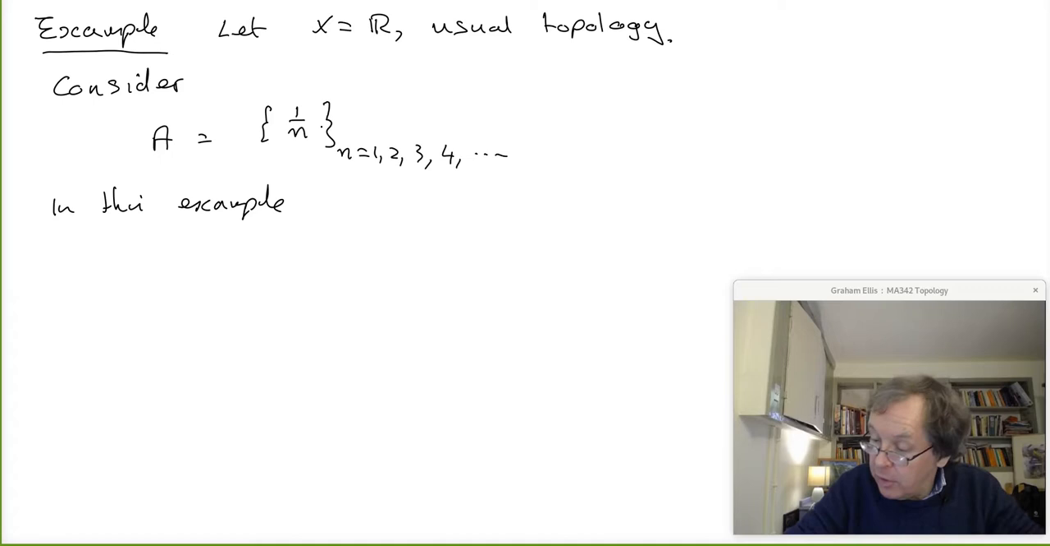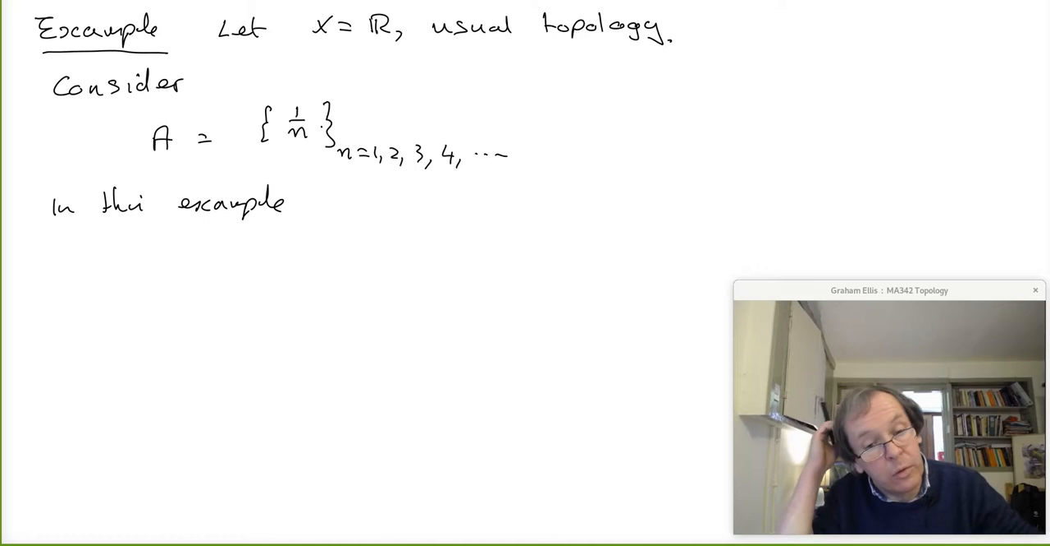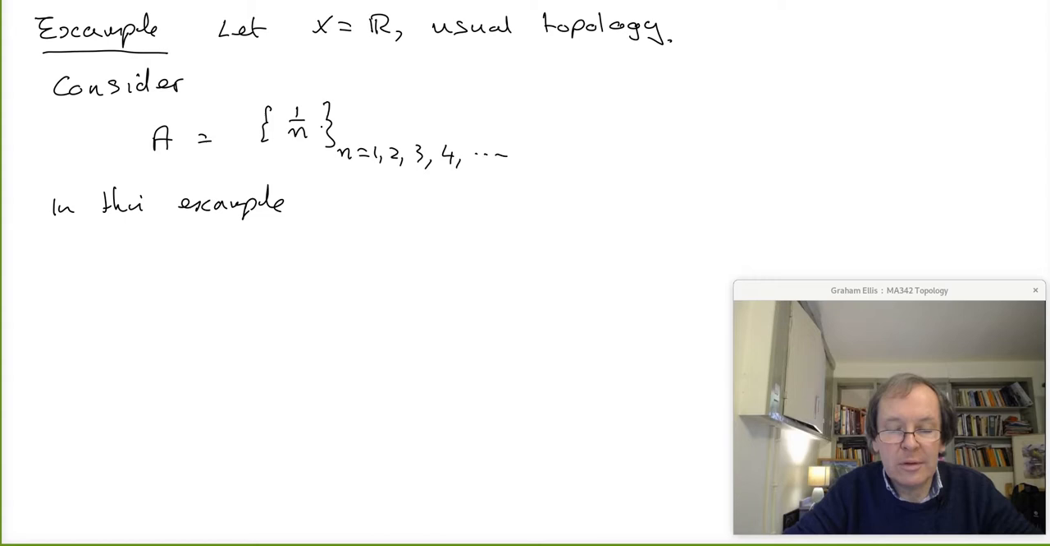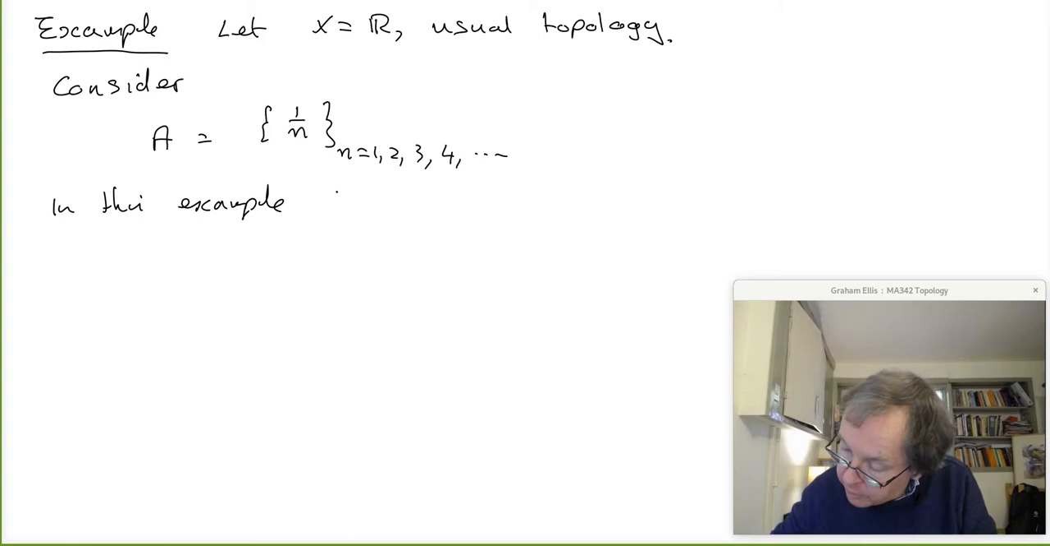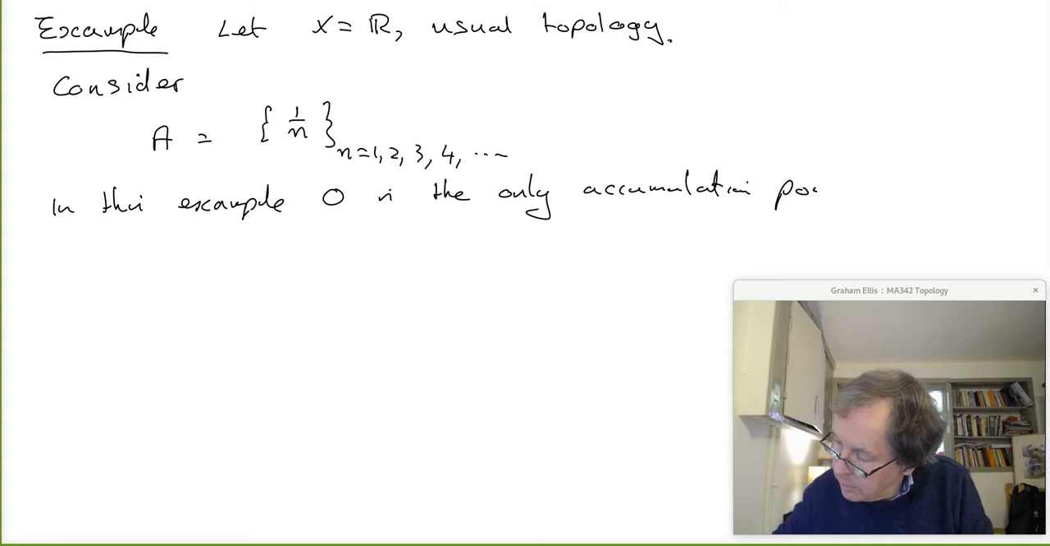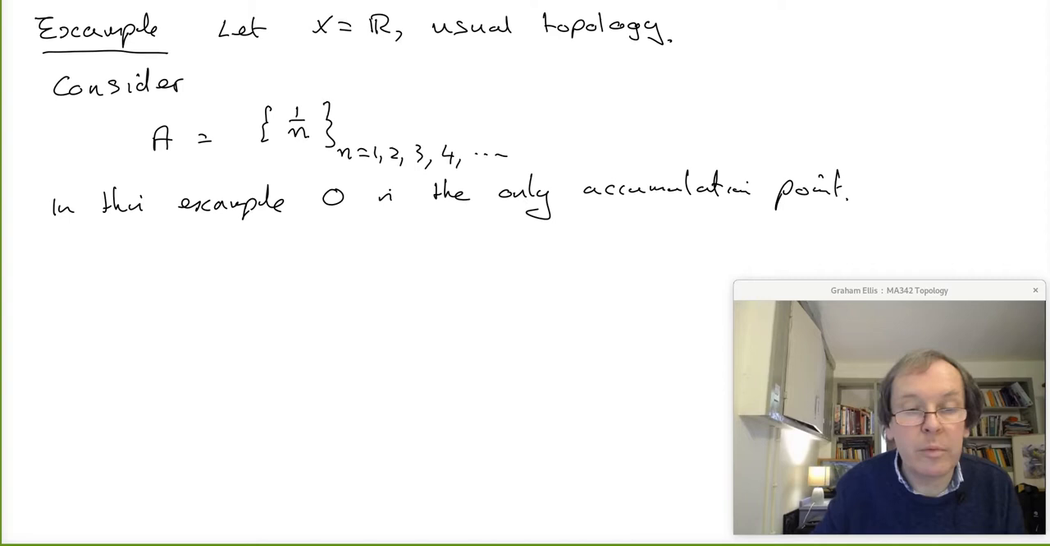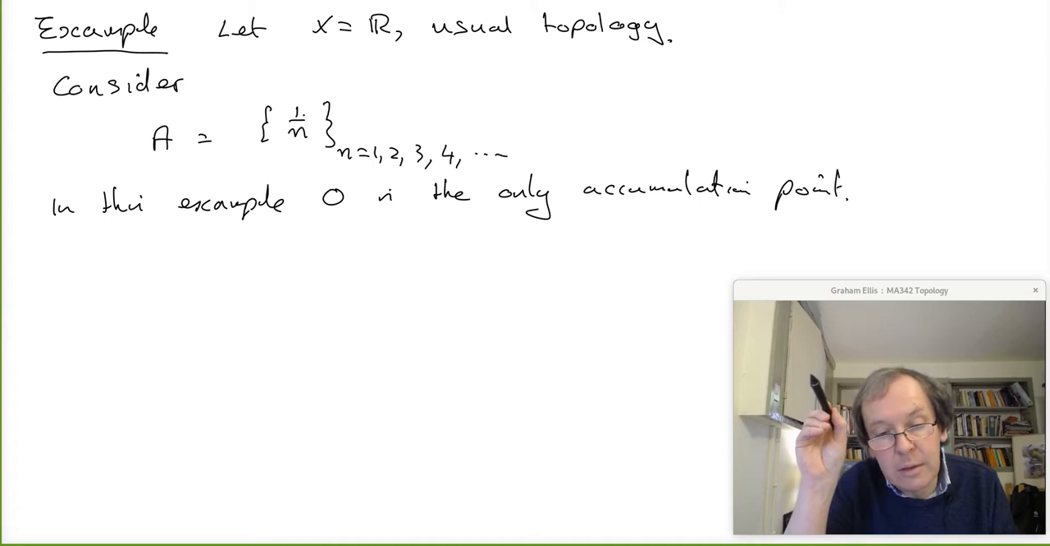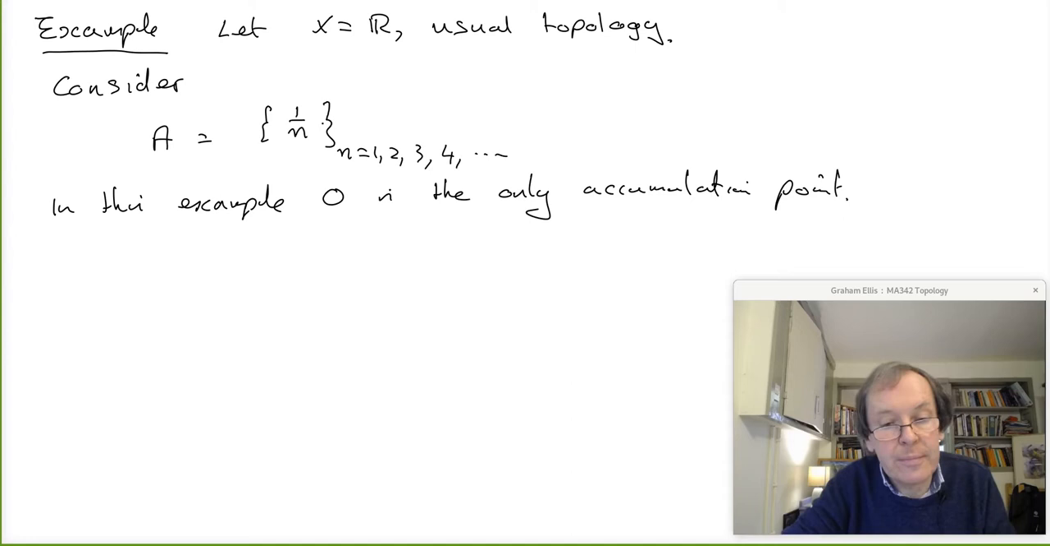Are there any other accumulation points? It's a yes-no question. Is zero the only accumulation point? A couple of yeses. And so in this example, zero is the only accumulation point. There are infinitely many points in A, but none of them are accumulation points, because around each 1 over n, say 1 over 27, you can take a little neighborhood that doesn't intersect any other number. So zero is the only accumulation point.